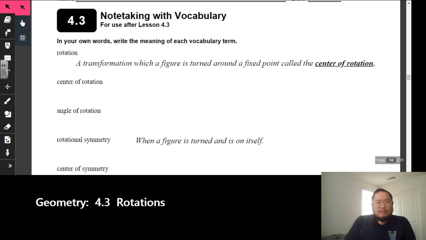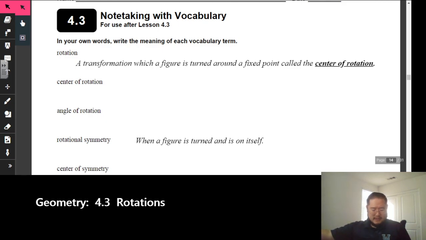Let's continue chapter 4, looking at section 4.3, which is all about rotations. In rotations, our first definition right here is a transformation in which a figure is turned around a fixed point called the center of rotation. So pretty much what we're saying is we're going to take something, for example, like this calculator, and when we rotate it around this point that I'm pointing at, we go counterclockwise and rotate it around a fixed point. Now, this would be our center of rotation.